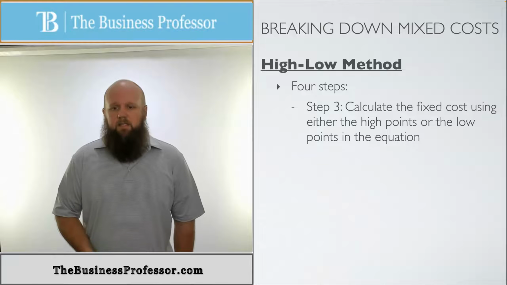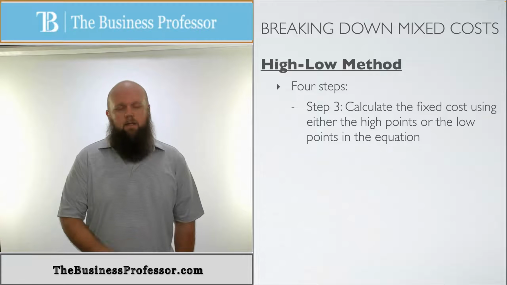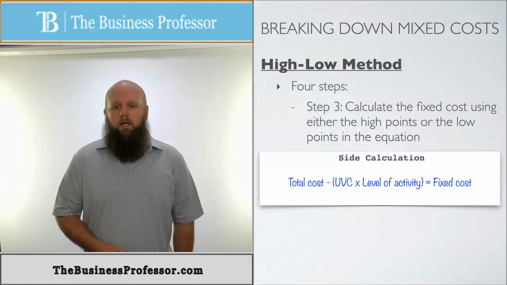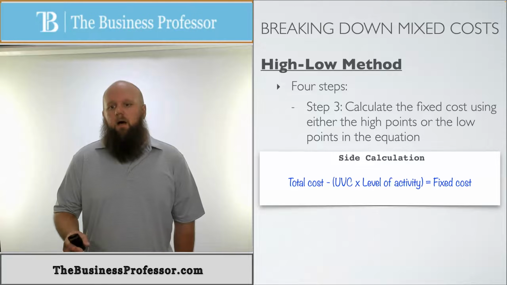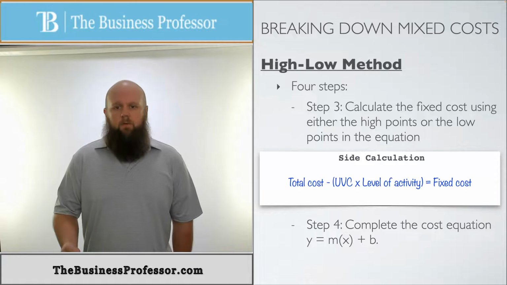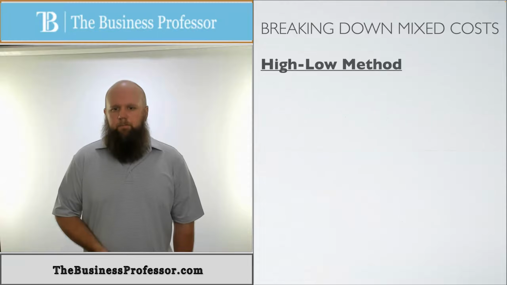Then we get into step 3. We're going to calculate the fixed cost using either the high point or the low point in the equation. So you're going to pick one or the other. You're either going to choose to stick with the high side or the low side. Our equation is going to be the total cost minus the UVC that we just found times the level of activity of the high or the low, and that's going to give us our fixed cost. In step 4, we're going to take all that information and complete the cost equation, putting it into the y equals mx plus b based on the information that we just found. So let's look at an example of this one.